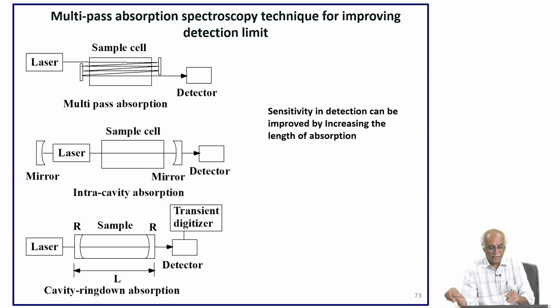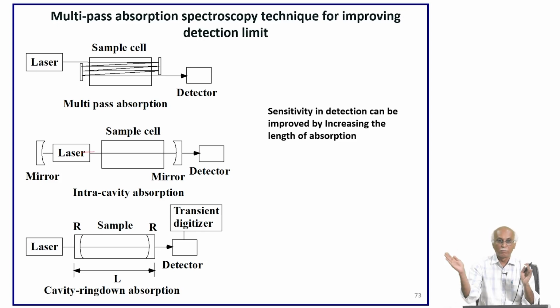To improve that, we thought we could increase the path length. By increasing the path length, we improve the sensitivity in measurements. The path length can be improved by multi-pass cells such as this one used here, or by inserting a sample cell within the laser cavity, and the wavelength of the laser will be matched to the absorption band. So it indirectly increases the path length, because within the laser cavity multiple passes will happen, which improves the path length.